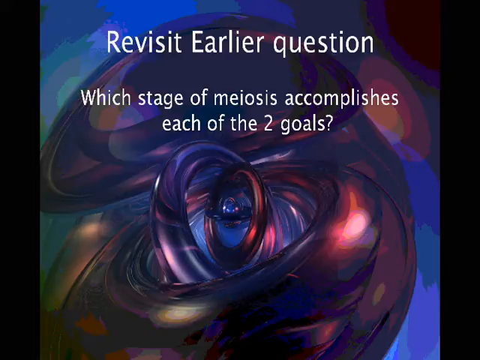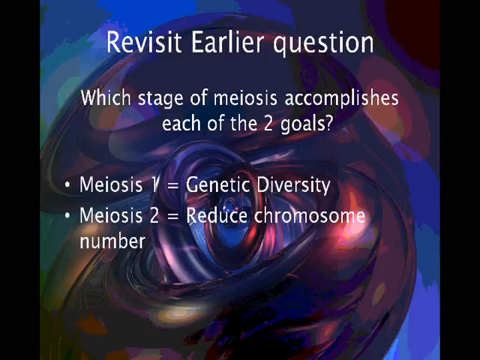So going back to our earlier question, which stage in meiosis accomplishes each of the two goals? Meiosis 1 is when we increase genetic diversity, and meiosis 2 reduces the chromosome number. Both goals have been achieved if meiosis proceeds as planned.